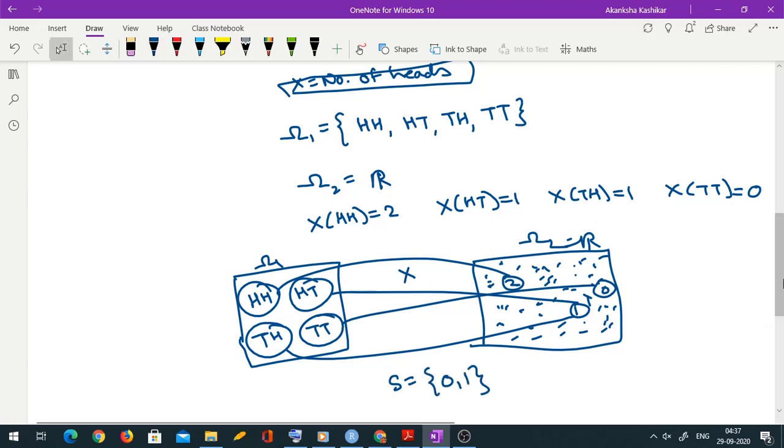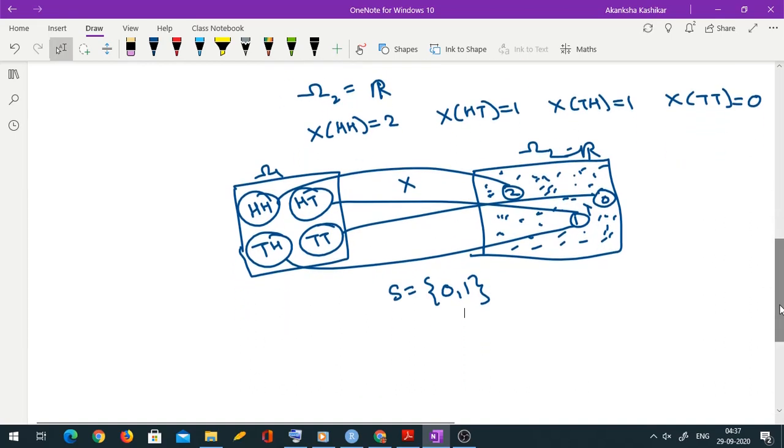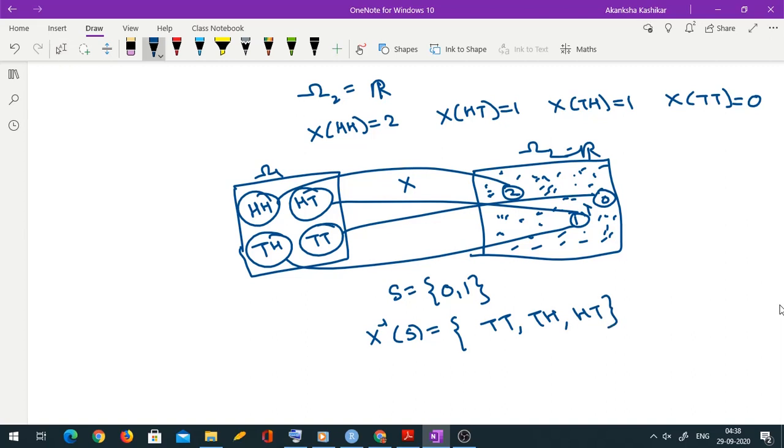Okay, S is a subset of omega 2. So if I define S as {0, 1}, then X inverse of S, I have to see 1 is the image of which points and 0 is the image of which points. So X inverse of S would be, for 0 I will get TT, for 1 I will get TH and HT. Is it okay?